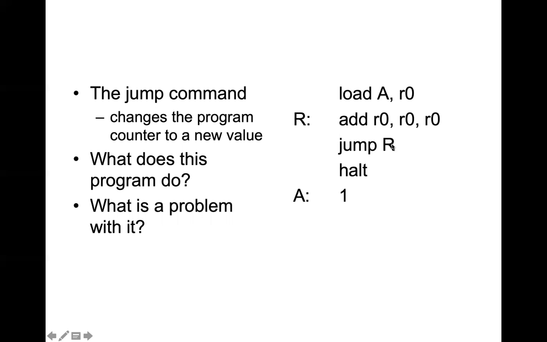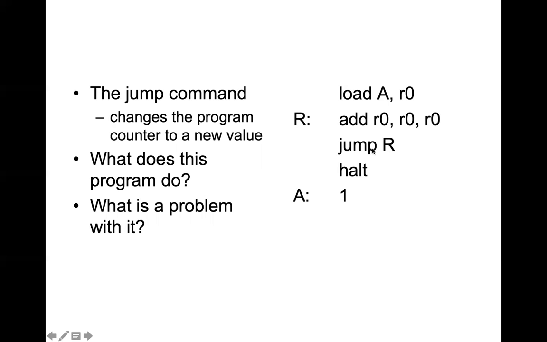Now we're going to jump to R. So what does this do? This turns into a jump instruction, and the destination of the jump is the label R. So remember that labels simply refer to memory addresses. So what this is going to do is take the address specified by R, which is the address of this add instruction, and load it into the program counter.